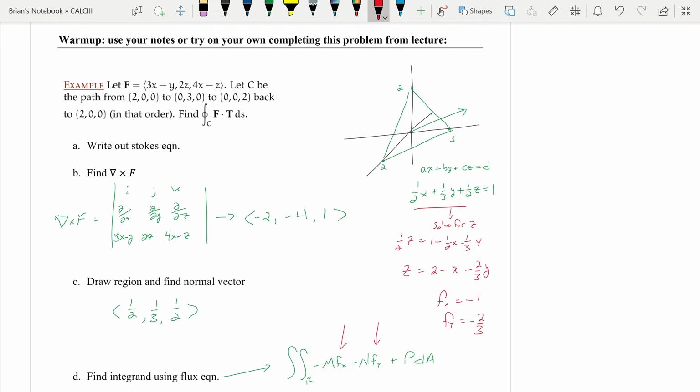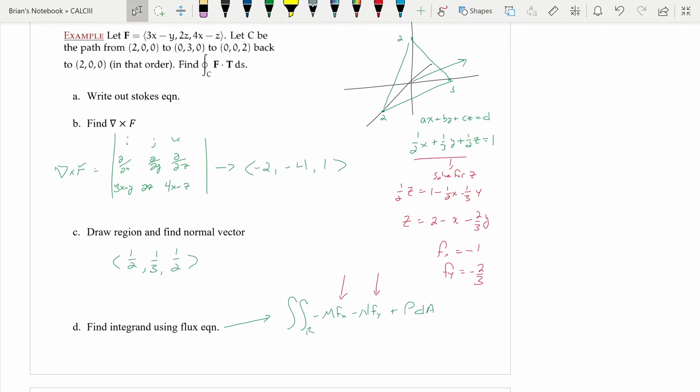And now we plug all of that into our equation right here. So now we have a double integral. Our M comes from, look at the page and think about it really fast, where your M might come from.